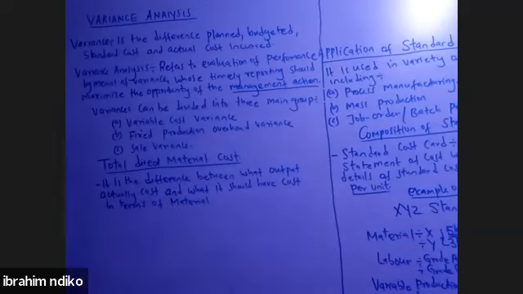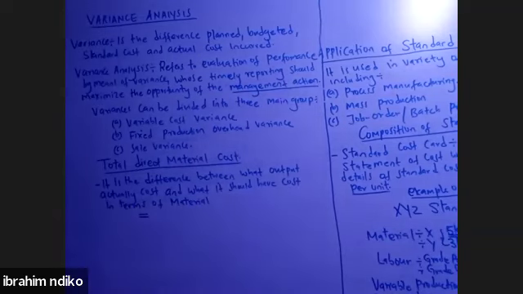So that is very, very important. So tumesema it is the difference between what output actually costs and what it should have cost in terms of material. So this is the formula.